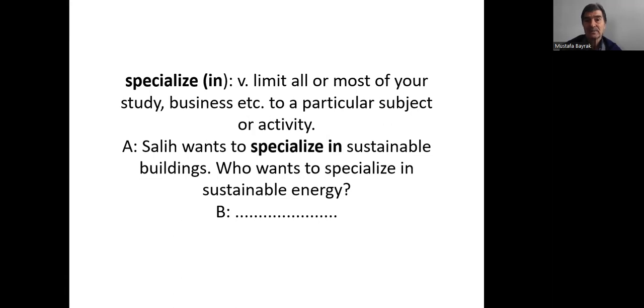Specialize in something, specialize in a field: limit all or most of your study, business, etc. to a particular subject or activity. Salih wants to specialize in sustainable buildings. Who wants to specialize in sustainable energy? Tahsin Bey wants to specialize in sustainable energy.